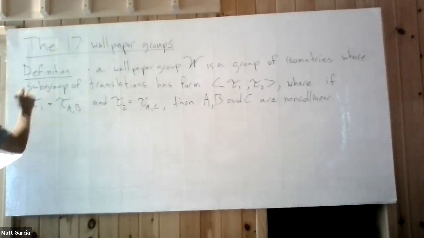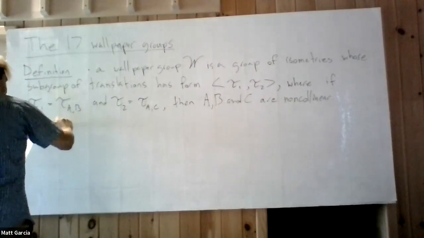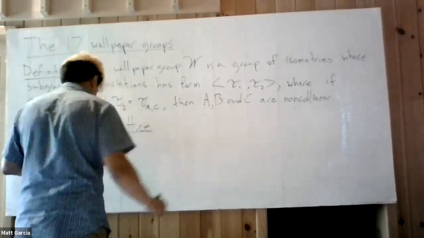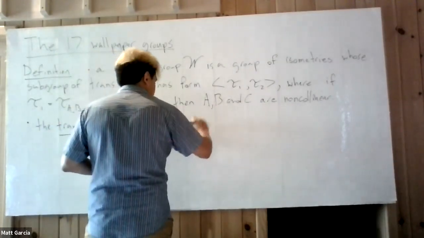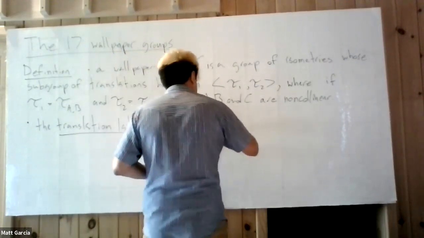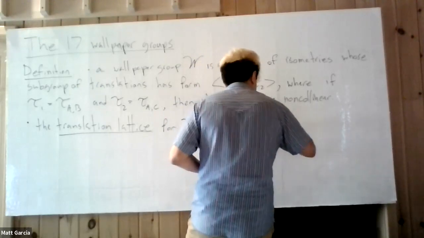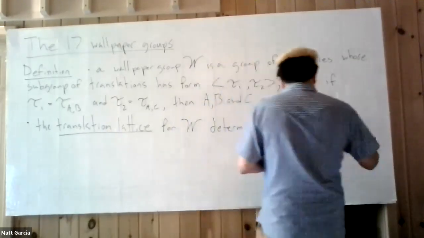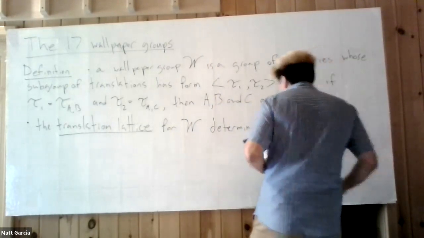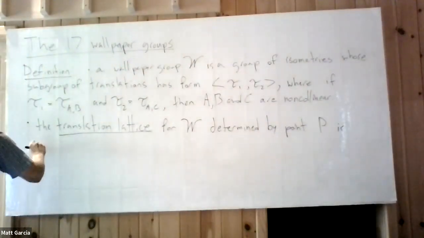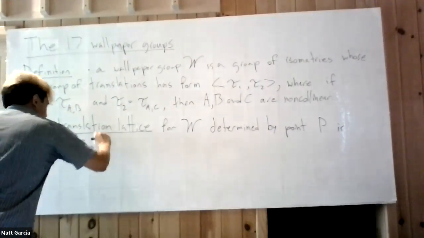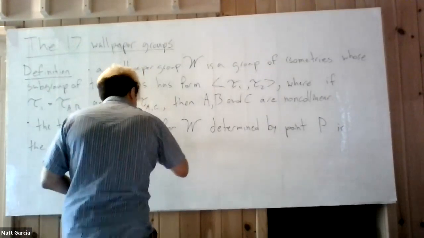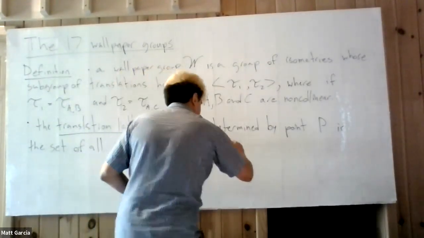Okay. So let's continue. Another definition. The translation lattice for W determined by point P, let's say, is the set of all images of P under all translations in W.